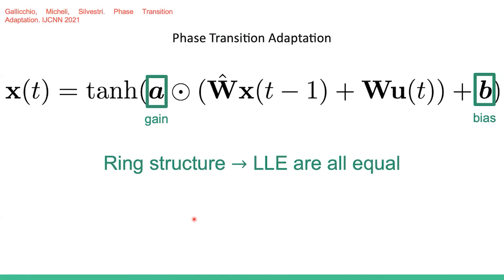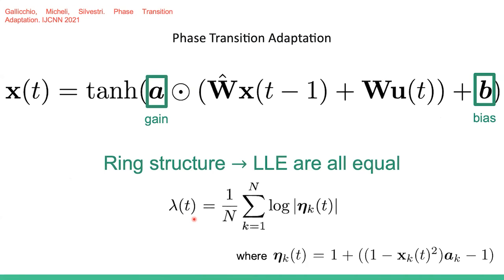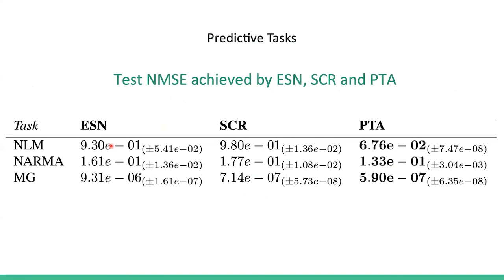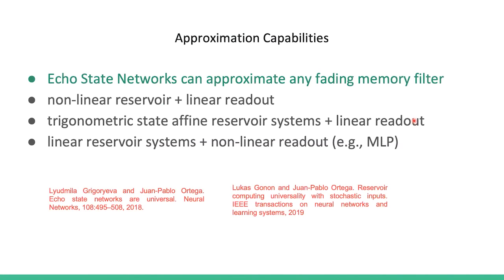This is cool because the possibility of computing the local Lyapunov exponent, and using it as an error function to minimize with stochastic gradient descent, is given by the fact that we are using this ring structure. Without the ring structure, it could perhaps be impossible to find an analytical form, at least to compute the local Lyapunov exponent efficiently. But in this case it becomes possible and maximizes the performance of the echo state network. The algorithm is called PTA and improves the performance of both echo state networks and simple cycle reservoirs.